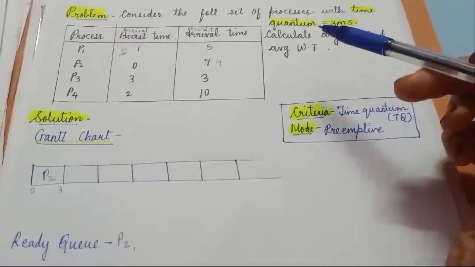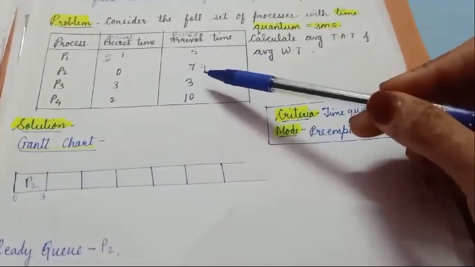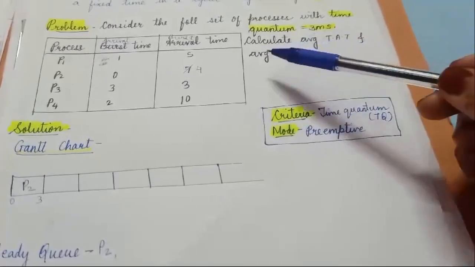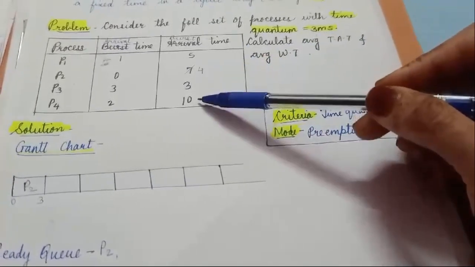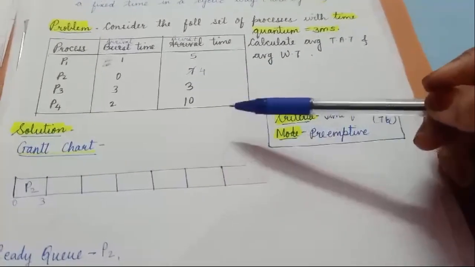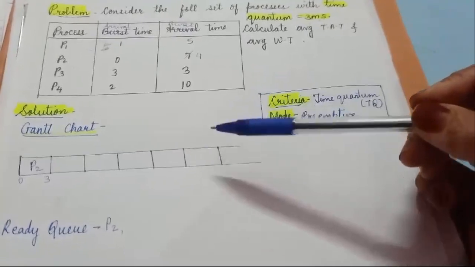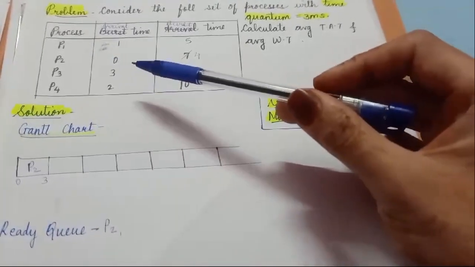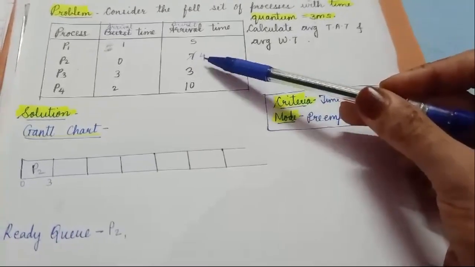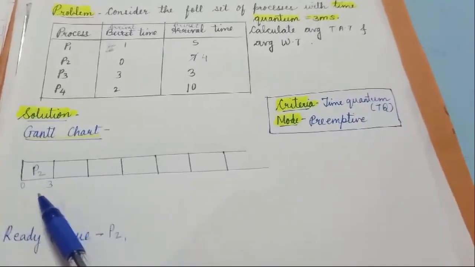As you can see, first arrived the P2 process with burst time 7, but the time quantum given is 3 ms. That means each process, from process P1 to P4, will process up to 3 seconds and after that a switch will be performed. So now P2 has arrived with 0 time and it will perform till 3 seconds, that is 7 minus 3 is 4, that means 4 is left. We'll write 4 over here and P2 will process till 3 ms.